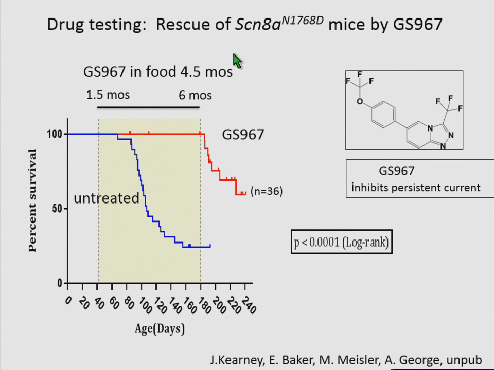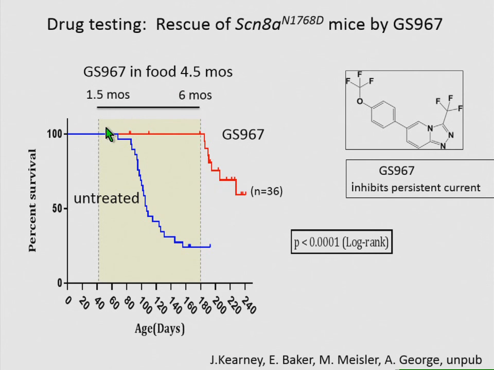Now, drug testing, we were very interested. This is, of course, a very arduous process, but there was a drug in the literature that acted specifically on this persistent current of sodium channels, which we knew was affected in this mutant. So this is the structure of the drug, and we collaborated with Jennifer Carney at Northwestern, who had access to the drug in the form of food. So it's very easy to do a long-term experiment.